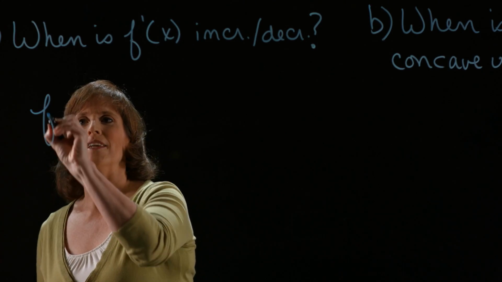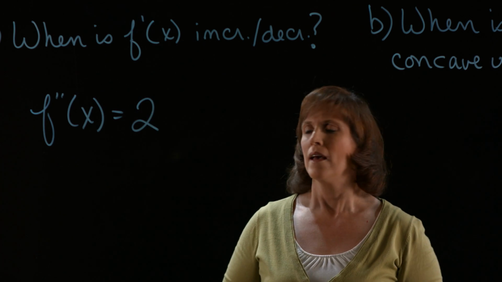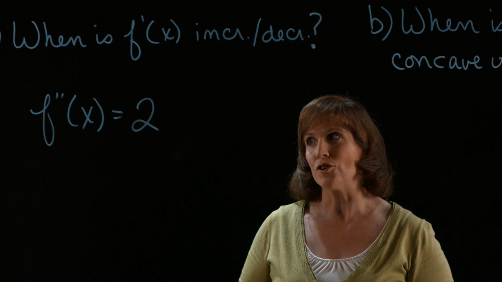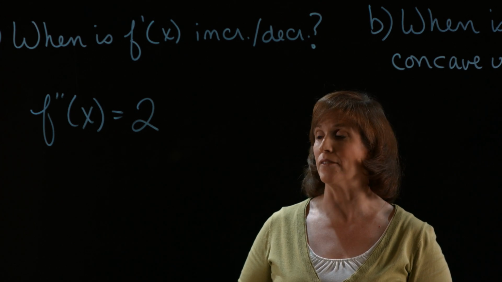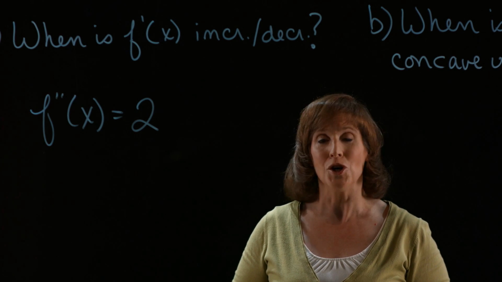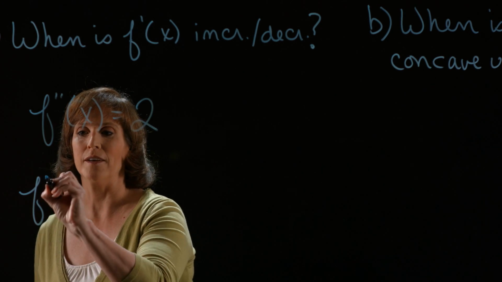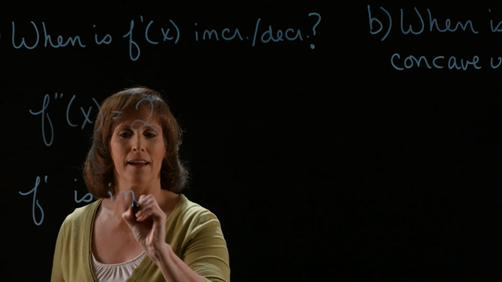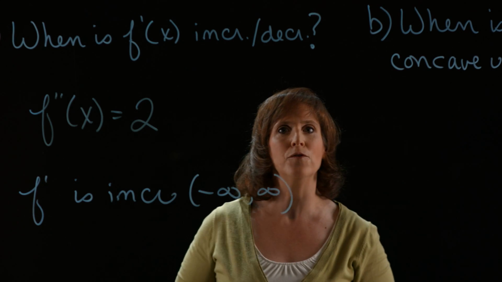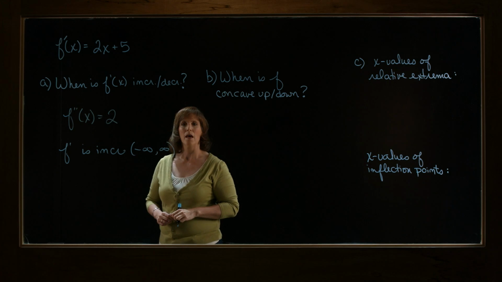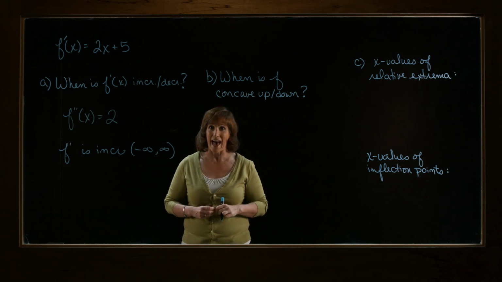So the second derivative is simply a 2. Now we know that a function is increasing when this derivative is positive and decreasing when it's negative. My second derivative is 2. It's always positive, which means that the first derivative is increasing on the entire interval from negative infinity to positive infinity. All right, well, let's move on and see if we can get some information about the actual function f.